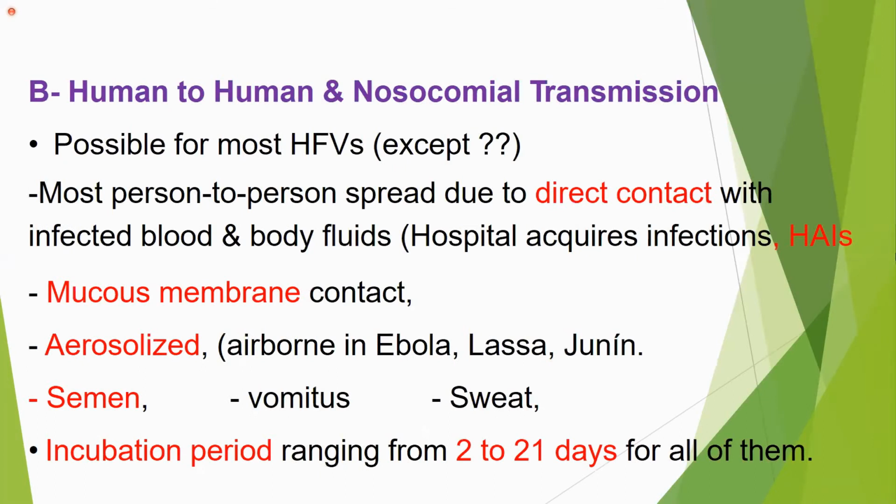So human-to-human and nosocomial transmission may be possible for most hemorrhagic fever viruses. Most person-to-person spread is due to direct contact with infected blood and body fluids, like hospital-acquired infections. A few of them also transmit through mucous membrane contact, and aerosolized or airborne in Ebola, Lassa, and Guinean virus. They can also transmit through semen, vomitus, and sewage. The incubation period for most of these hemorrhagic fever viruses ranges from 2 to 21 days.